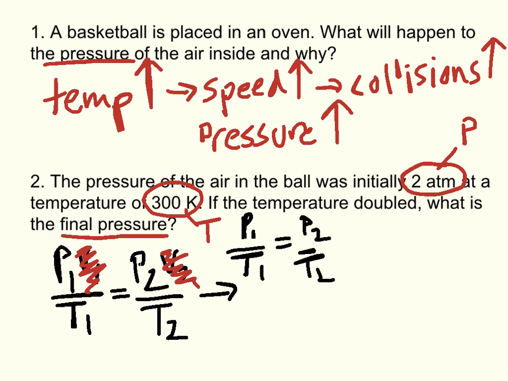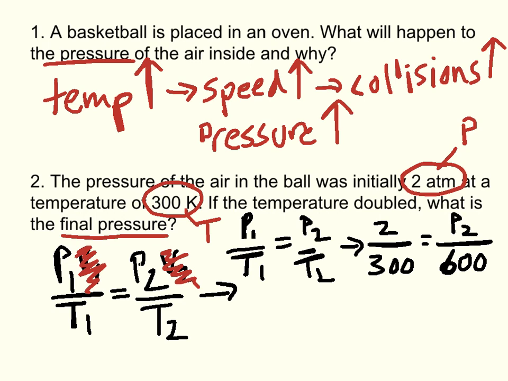So let's plug in our values. Initial pressure, 2 atm. Initial temperature, 300 Kelvin. The temperature doubled, so that means our final temperature, our T2, is going to be 2 times 300. 2 times 300 is 600. And our final pressure, P2, we don't know.